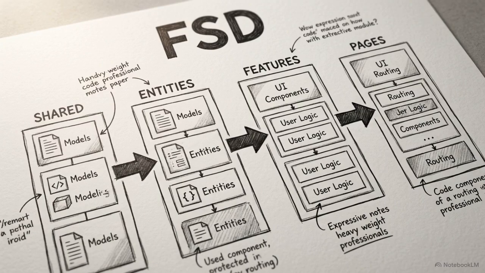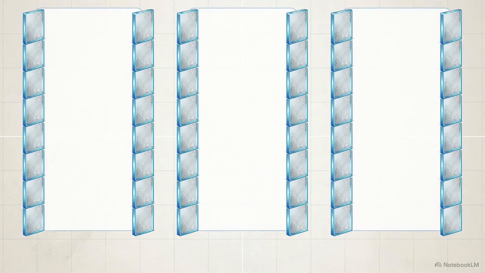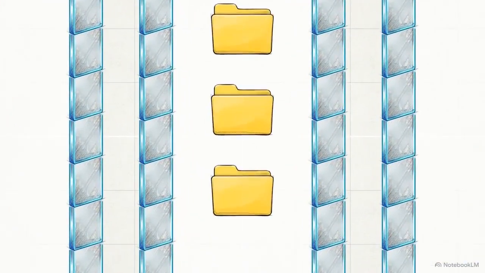Feature-sliced design, or FSD, is a methodology structured to prevent these accidental dependencies. The FSD model organizes code into 3 vertical tiers. Layers define responsibility, slices represent domain meaning, and segments indicate technical purpose. The goal is high cohesion within a domain and low coupling between them.